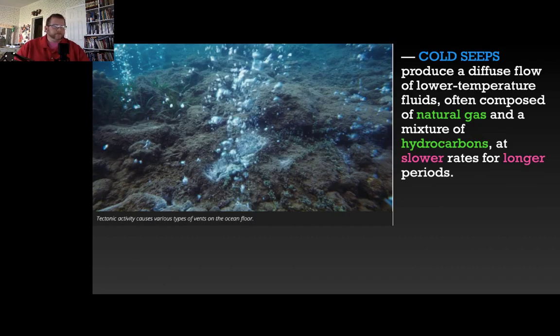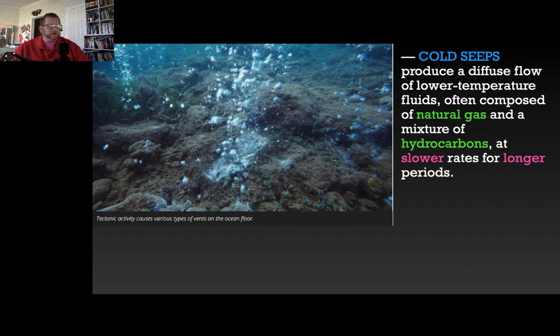A cold seep. In some ways, it's very, very similar. You've still got gases that are being pushed out of the surface of the planet, out of the ocean floor. The difference is it's cold. There's a very low temperature. It's not hot, so it's going to be cold. And it's things like natural gas, methane, hydrocarbons. Methane and natural gas are both hydrocarbons.